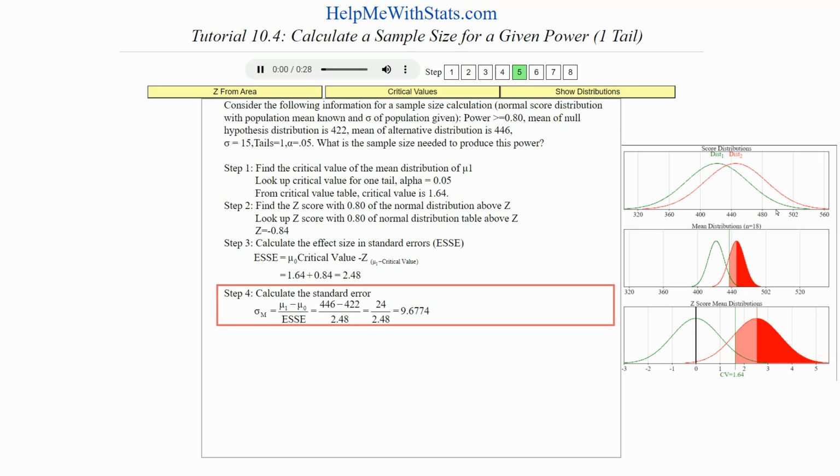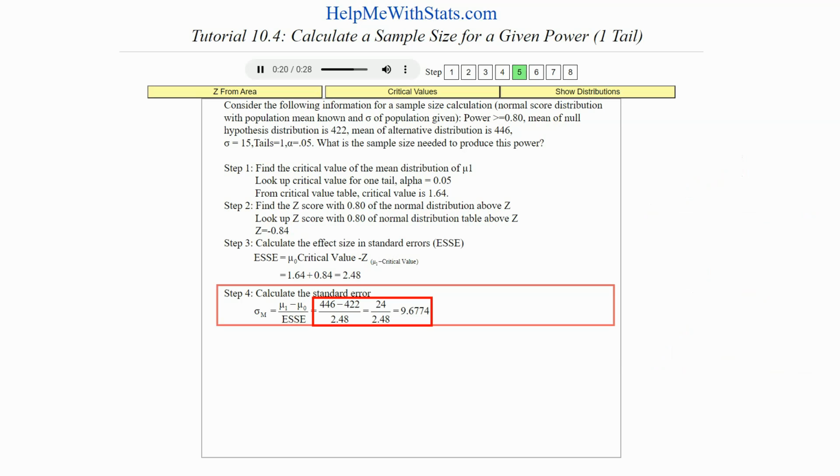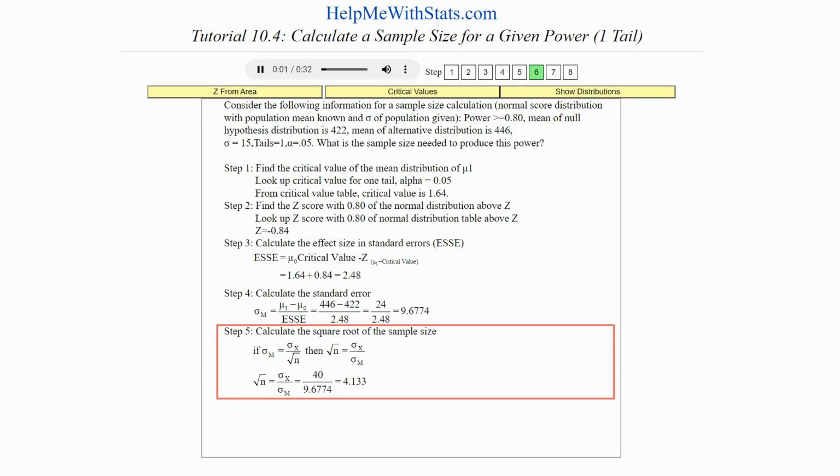Now that we've calculated the SE, we can use that value to calculate the absolute size of one standard error. The standard error is the effect size in absolute units divided by the SE. Here, the standard error is the effect size of 446 minus 422, divided by 2.48, the SE. The standard error works out to 9.6774.